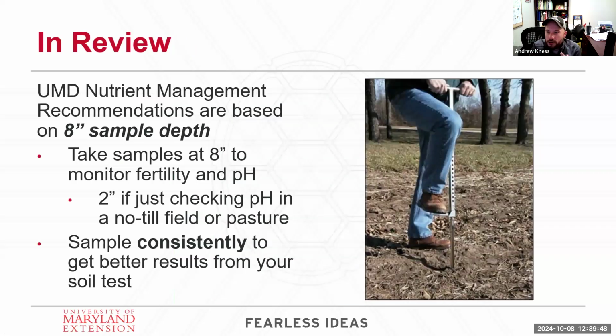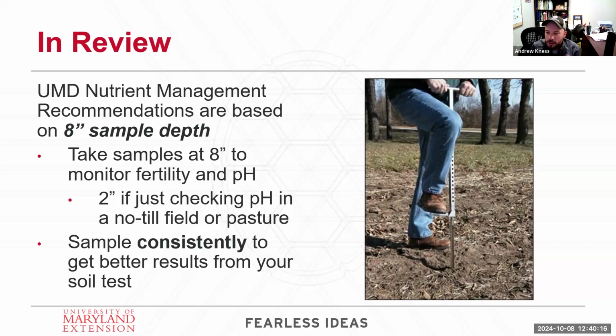For UMD nutrient management plans, the recommended depth for our field crops is going to be 8 inches. If you're somewhere in that 6 to 8 inches range, that's good, but the official recommendation is 8 inches. If you're just checking for soil pH in a no-till field or a pasture, then the recommendation is a 2-inch sample. And always sample consistently to get better results from your soil test.